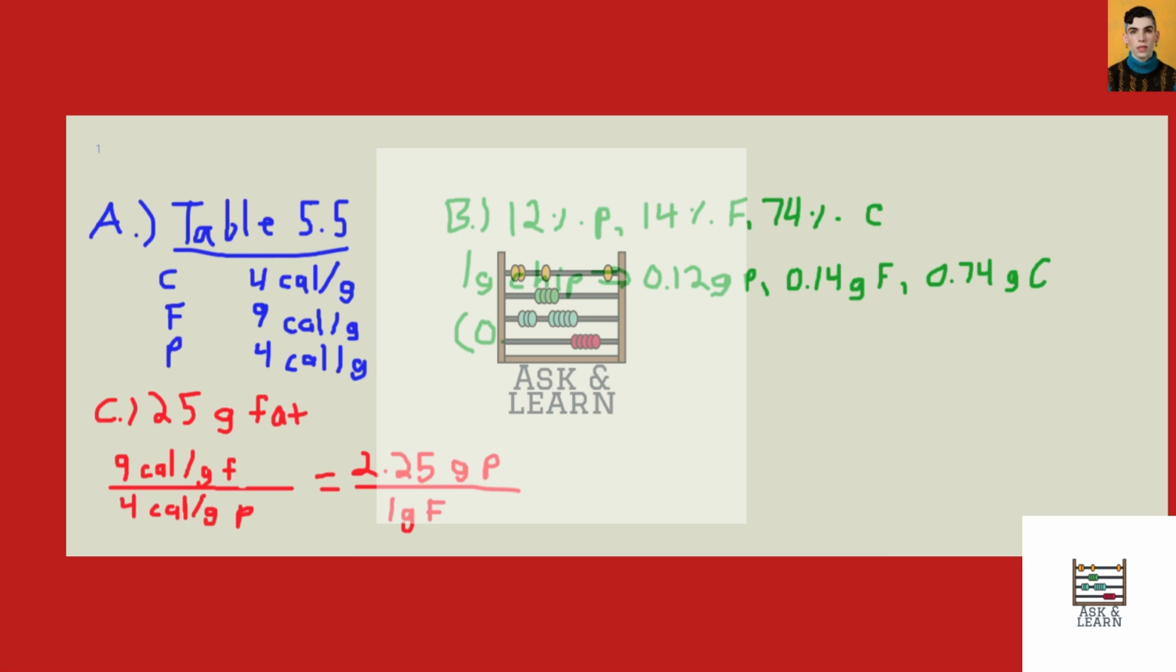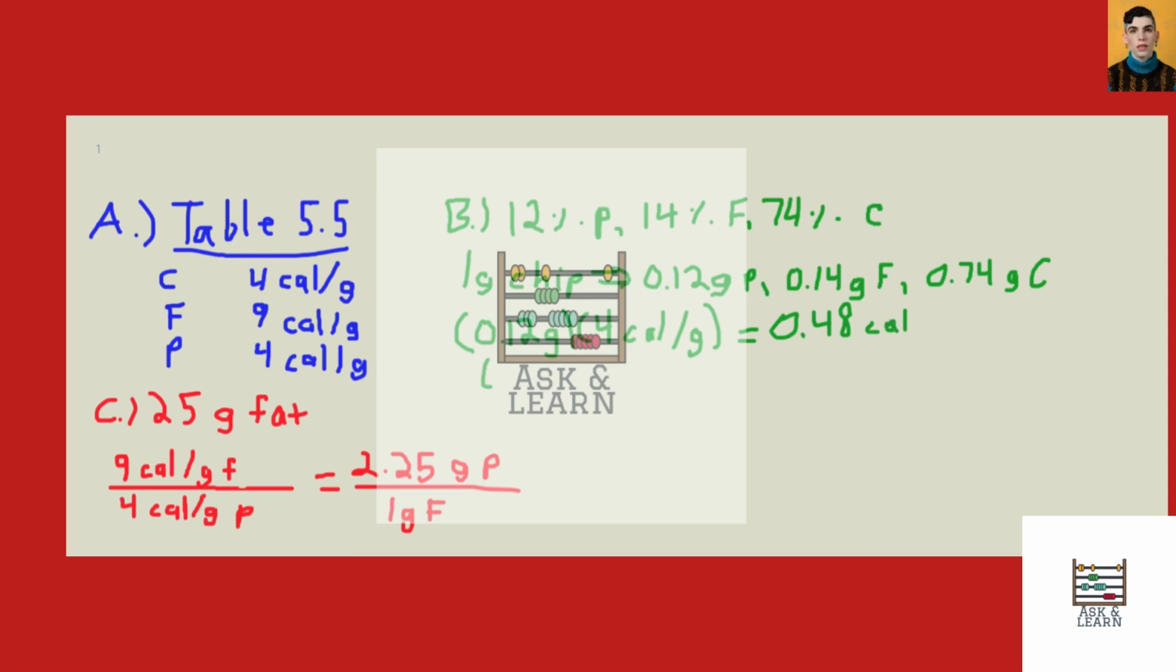So we're going to multiply 0.12 grams of our protein by the amount of calories released per gram of our protein. So times 4 calories per gram is equal to 0.48 calories for the protein content.